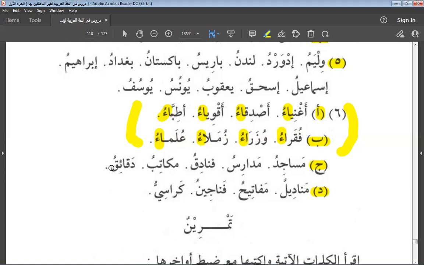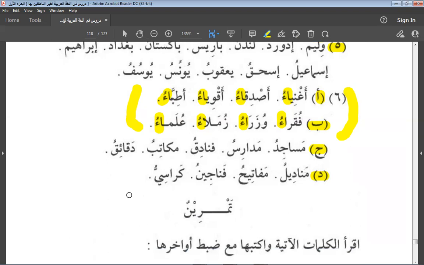We have daqa'iku, the plural of daqiqa. Daqa'iku, the plural of daqiqatun, minutes. Then you have manadilu, plural of mindil, handkerchief, towel. Mafatihu, fanajinu. Fanajinu is the plural of finjan. That is like a cup, a jar or a cup. Finjan. Karasi, plural of kursi.